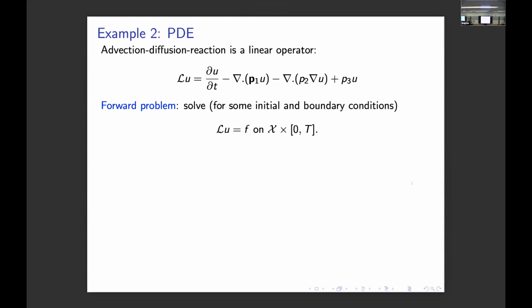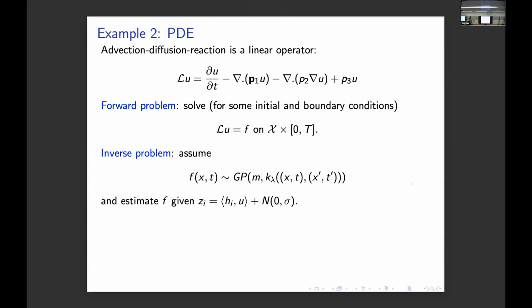So back to our original problem, we can do the same thing with a PDE. This is our original linear operator, our advection diffusion reaction equation. What we wanted to do was solve this system driven by some forcing that's our Gaussian process on some spatial temporal domain. We're going to model our unknown forcing, our unknown pollution terms, as Gaussian processes that vary in space and time.